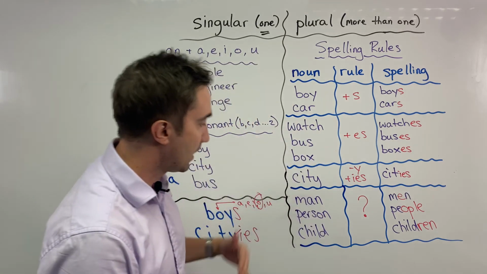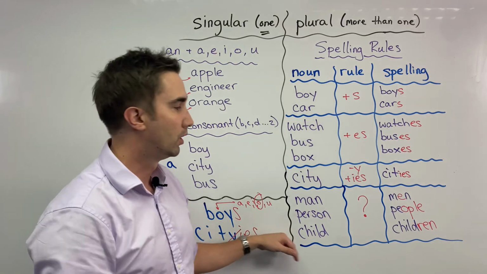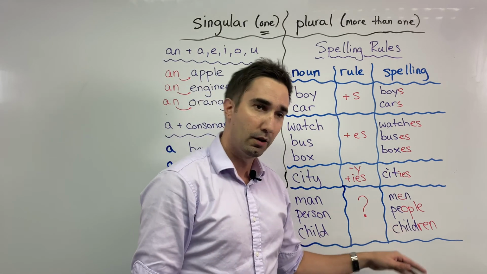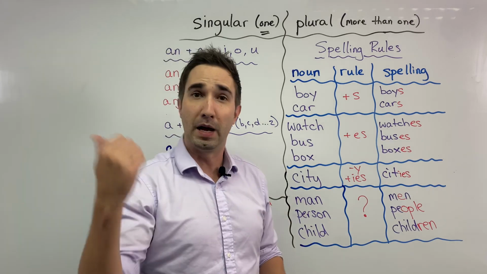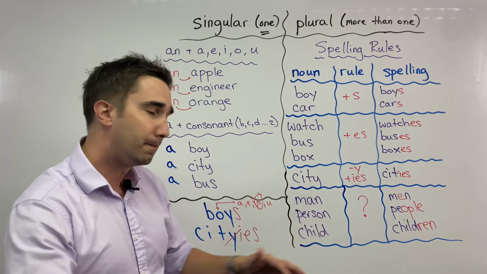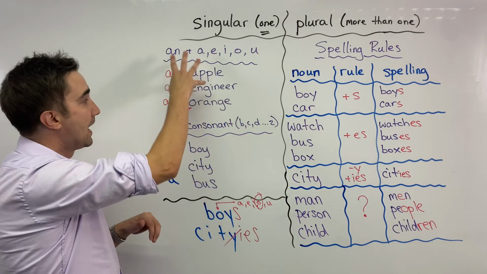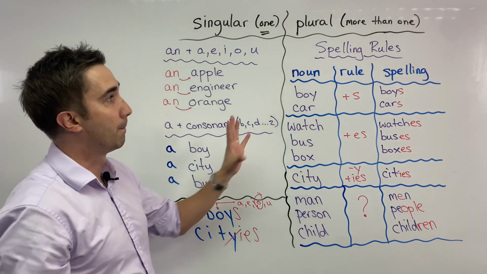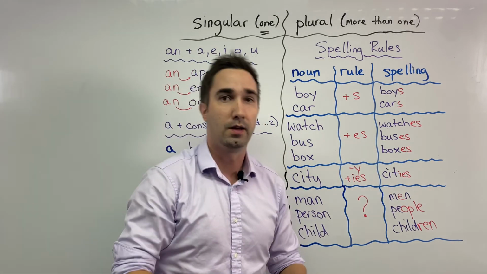All right. Now, I have a child, but that's not true. I have 2 children. Okay. Why do we say children? I don't know. Gotta go back to history and figure that out. So that is pretty much it. Here we're talking about singular, which is 1, an or a, and then plural, more than 1. Boys, cars, watches, buses, anything like that.